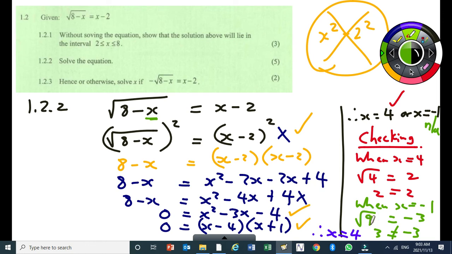I follow that. Then the last question says, hence or otherwise solve for x if minus the square root of 8 minus x is equal to x minus 2. Right now, it's very important for you to know the language for mathematics. Okay? The language. What do you know about that word hence?